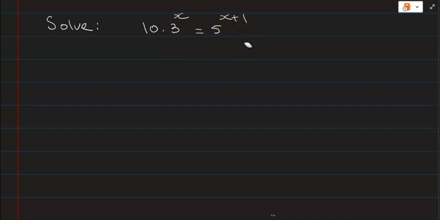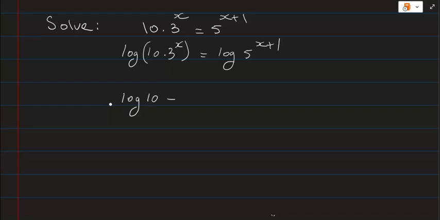All right, so the first thing we've got to do is take the log of both sides. So it would be log of 10 times 3 to the x equals log of 5 to the x plus 1. According to the log laws, we can now expand that. That's log of 10 plus log of 3 to the x equals, and in here the x plus 1 is the exponent. We can bring it to the front as one of the laws, x plus 1 times log of 5.